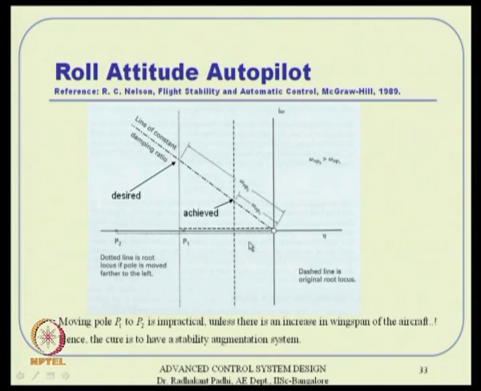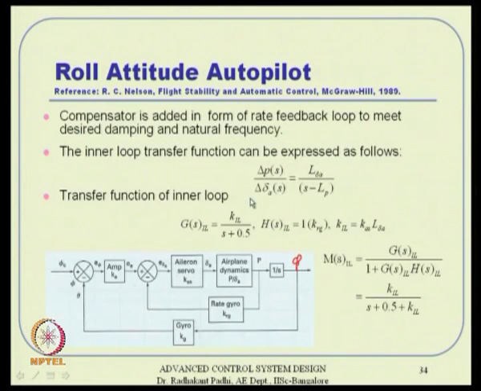So, the closed loop pole and root locus for this augmented system will not be like this dotted line, now it will be that dotted line. So, that way you can select an appropriate gain which will correspond to this value on the root locus.